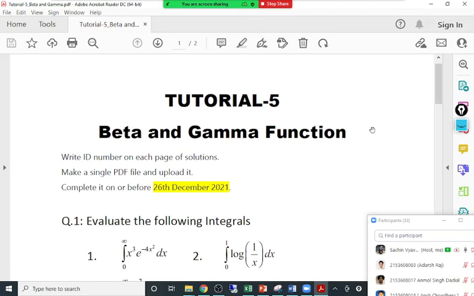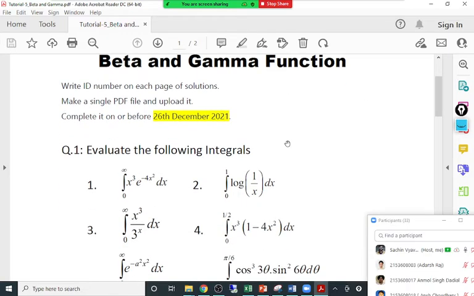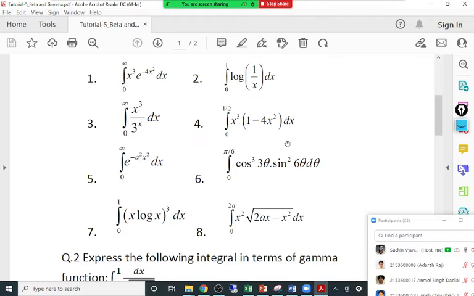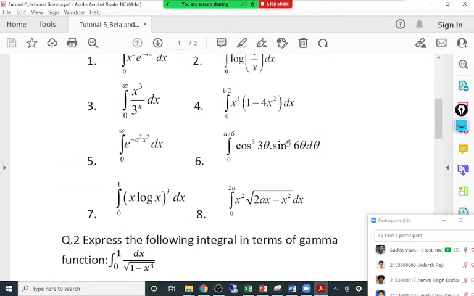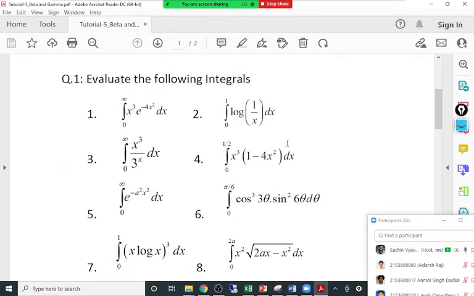So we'll discuss here the solution of Tutorial 5. Tutorial 5 is on beta and gamma functions. It is one of the lengthy tutorials because there are a total of 10 questions, 8 plus 2, that I have given. It will definitely help you solve the examples in the IMU exam as well as in CT2. In CT2 you will find similar questions.